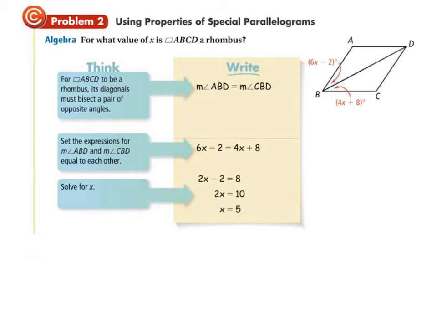So let's take a look at this. For what value of x is parallelogram ABCD a rhombus? Well, we know that a rhombus is going to have a diagonal that bisects the angles. So there's going to be some value of x that's going to set this amount equal to this amount. For it to be a rhombus, the diagonals must bisect a pair of opposite angles. So angle ABD must be congruent to angle CBD. So you set them equal to each other, you solve it out, and that is the value of x that would make them equal and therefore make this figure a rhombus.